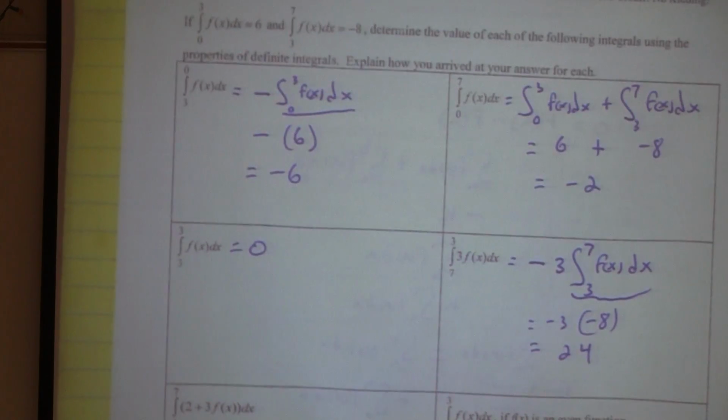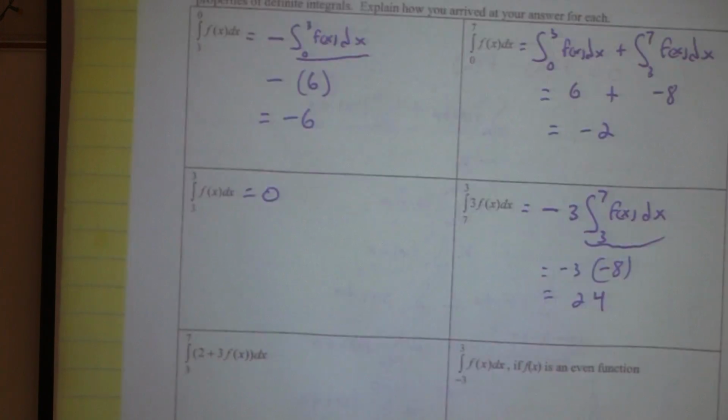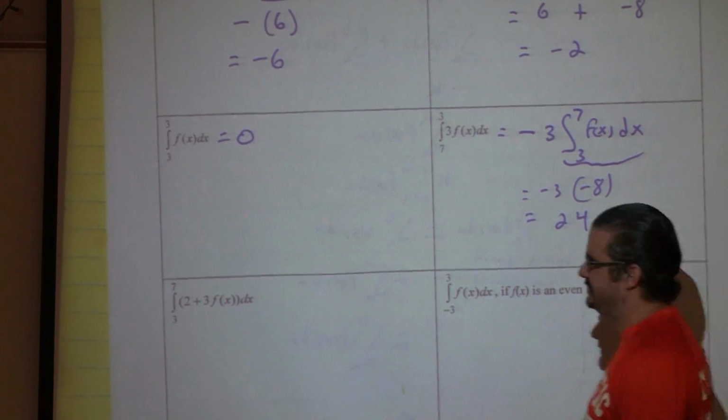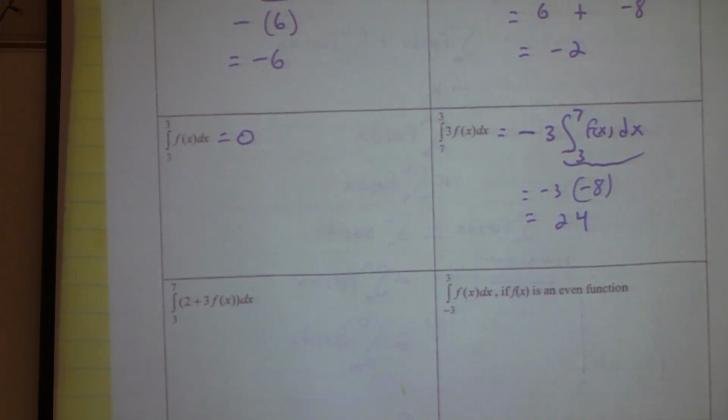Alright. Let's look at the next one. From 3 to 7 of 2 plus 3 times f of x dx. What could we do on this one?